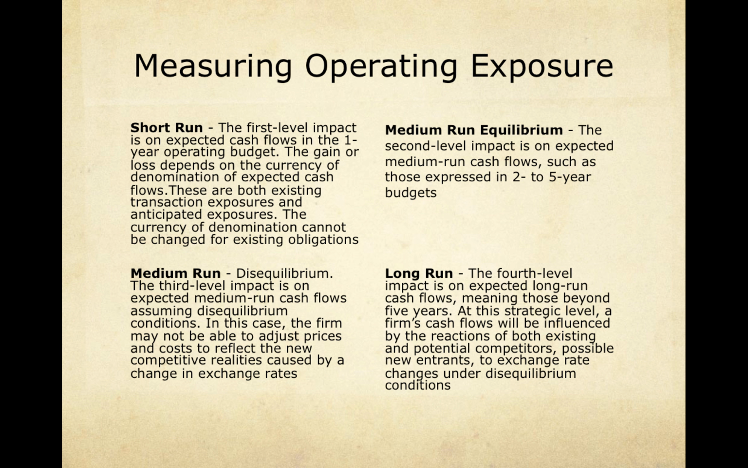An unexpected change in exchange rates impacts a firm's expected cash flow at four levels. The first is the short run level. For the medium run level, there are two categories under it, which are equilibrium and disequilibrium. And the last one, the fourth level, is the long run level.